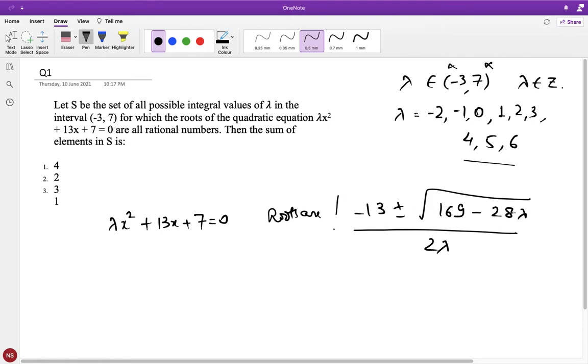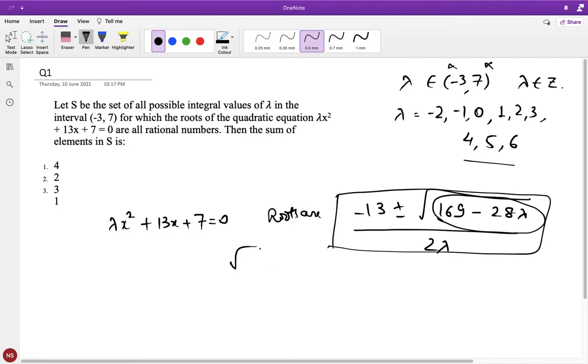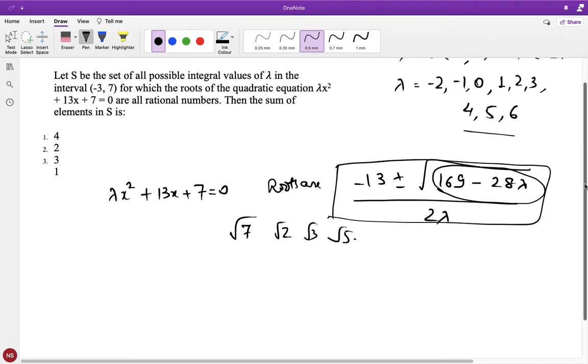So for these roots to be rational, this thing has to be a perfect square, right? If it is not a perfect square, it is like root 7, root 2, root 3, root 5. These are all irrational numbers. Adding them to something and dividing them with another integer will keep them irrational. So this has to be a perfect square for these roots to be rational.